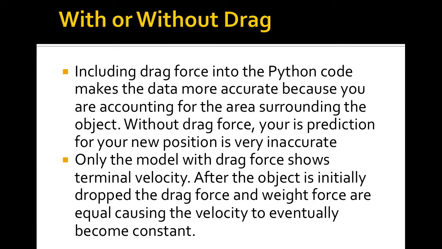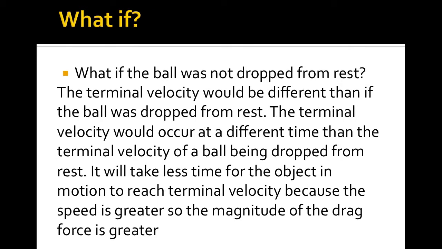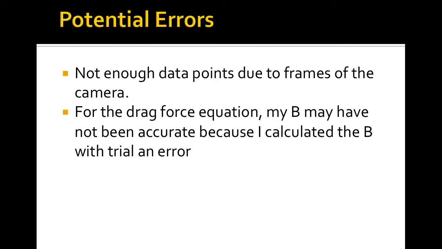After the object is initially dropped, the drag force and weight force are equal, causing the velocity to eventually become constant. What if? What if the ball was not dropped from rest? The terminal velocity would be different than if the ball was dropped from rest. The terminal velocity would occur at a different time than the terminal velocity of a ball being dropped from rest. It will take less time for the object in motion to reach terminal velocity because the speed is greater, so the magnitude of the drag force is greater.